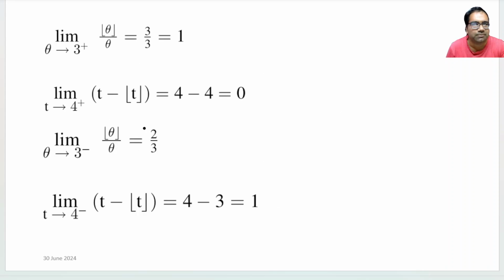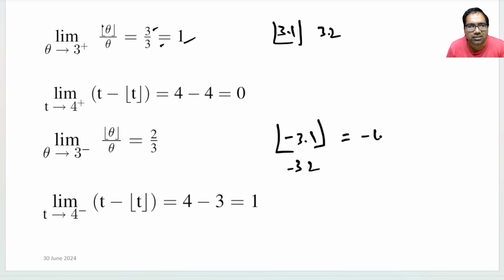Let us take one more example. In this case, greatest integer function of theta when theta tends to 3 plus. When theta is 3 plus, what does that mean? The value of theta is like 3.1, 3.2, whatever. Whatever all of this, the value of the greatest integer function of theta when it is slightly higher than 3 is 3. So 3 by 3, it should be equal to 1. Similarly, when it is 3 minus, what does that mean?